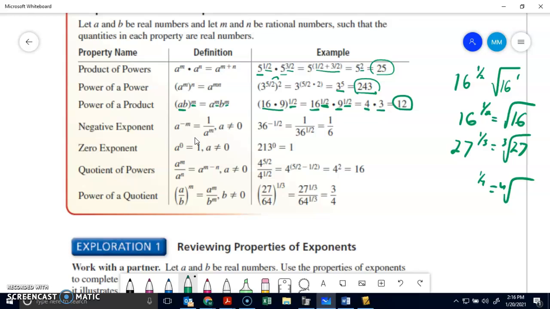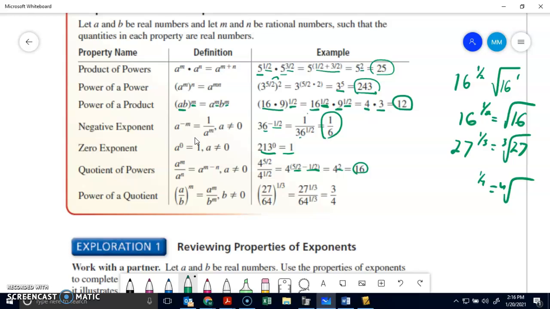Negative exponent, 36 to the negative 1/2. Negative exponent, you do the reciprocal. So 1 over that. And then 36 to the 1/2, again, 1/2 power means take the square root. Square root of 36 is 6, so 1/6. Anything to the 0 is 1. When I divide, I subtract. 5/2 minus 1/2 is 2, 4 squared is 16.